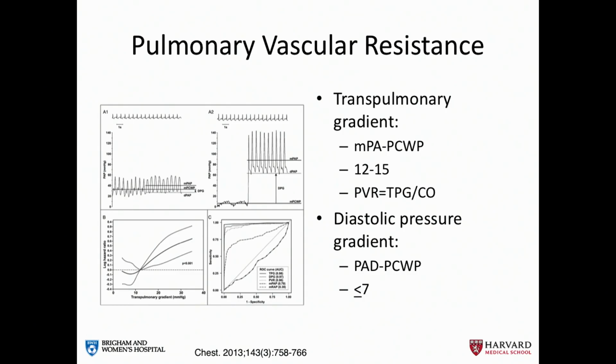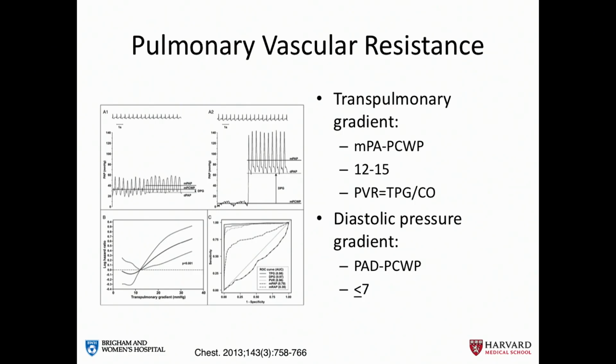We want to know, though, is that increased resistance being primarily driven by a primary pulmonary vascular problem or a left-sided heart problem? We can get to that by looking at the diastolic pressure gradient, which is simply the difference between the pulmonary artery diastolic pressure and the pulmonary capillary wedge pressure. Normally, that should be less than 7.